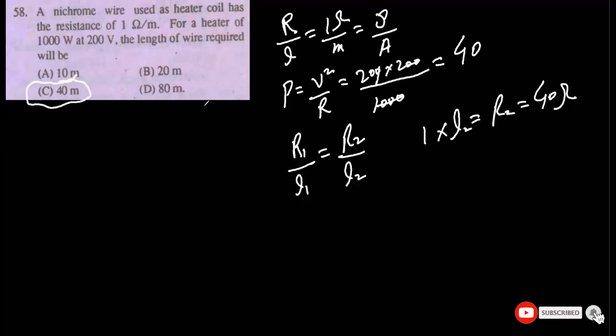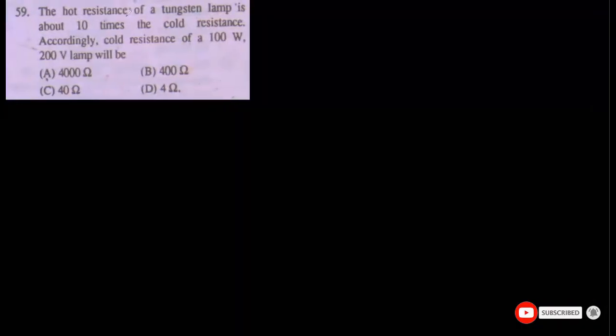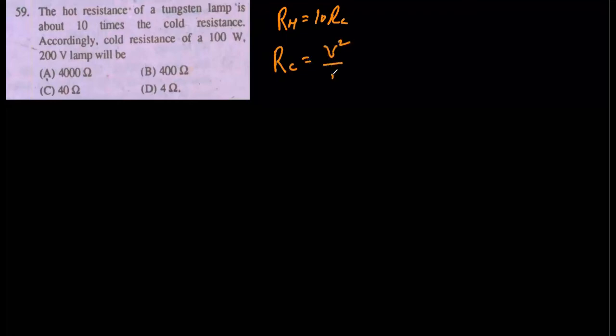40 meter. Okay, next MCQ is: the hot resistance of a tungsten lamp is about 10 times the cold resistance. So hot resistance is 10 times the cold resistance. The cold resistance of a 100 watt, 200 volt lamp will be, so resistance will be equal to V square divided by P, and V square is 200 times 200 divided by P, which is 100. So this will be equal to 400.